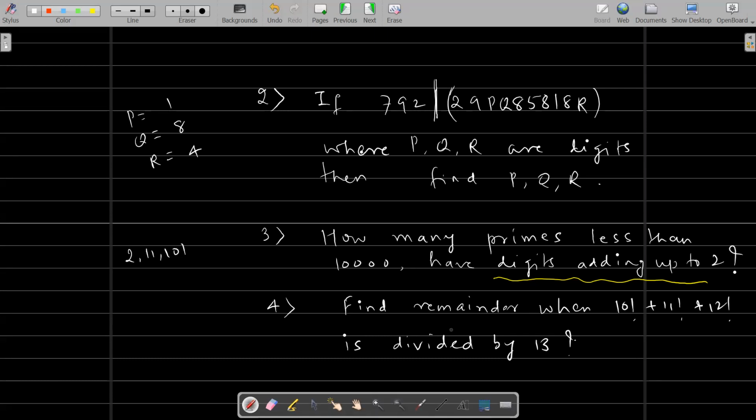Let me give a hint for the fourth one. Generally, when we have problems on remainders, the best way is to use congruence. Of course, we can do it without congruence, but in a complicated fashion. Congruence is always the most convenient way to work with remainders.